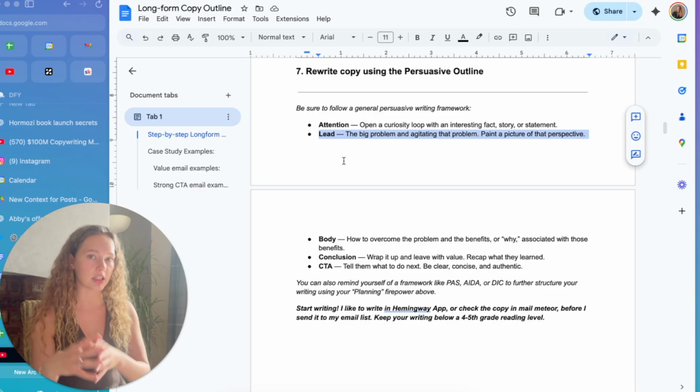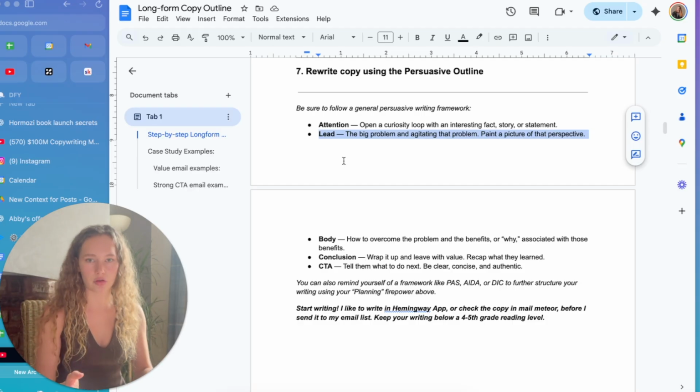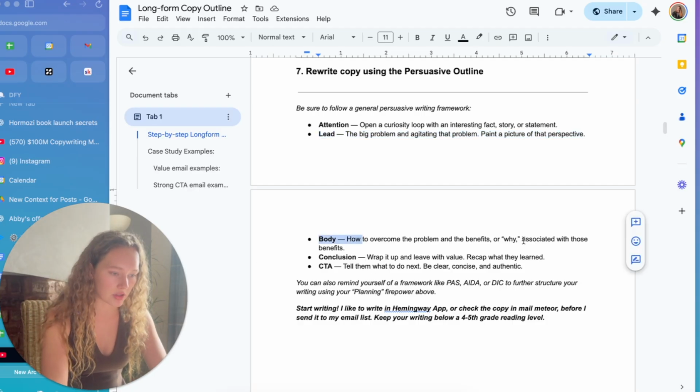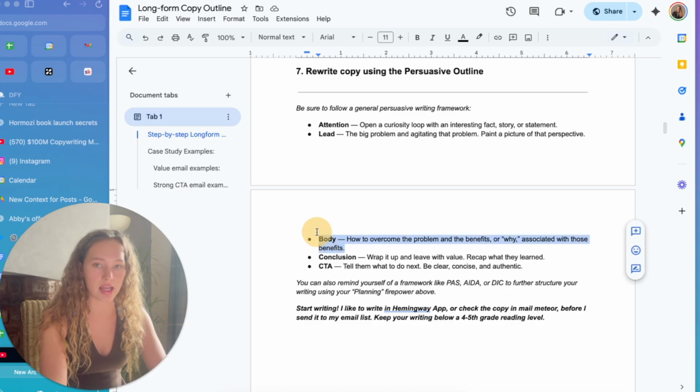So I'm now relating and leading into this big problem of imposter syndrome, basically. All right, next one, the body: how to overcome the problem and the benefits, or why, associated with those benefits. So I then paint the picture of what Ben did.